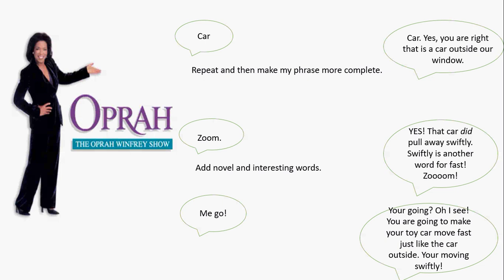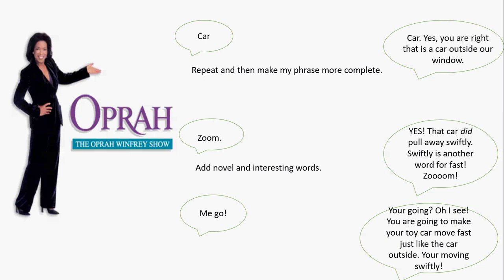Zoom. Huh, yes, that car did pull away swiftly. Swiftly is just another word for fast. Zoom. So add a novel or interesting word. Now don't forget to connect that word to something the child said. So zoom, the child seemed to be talking about speed and also repeating back the word at the end of the exchange.